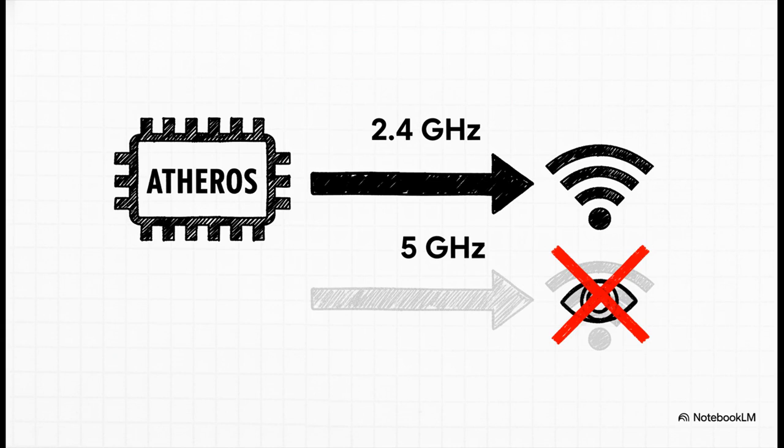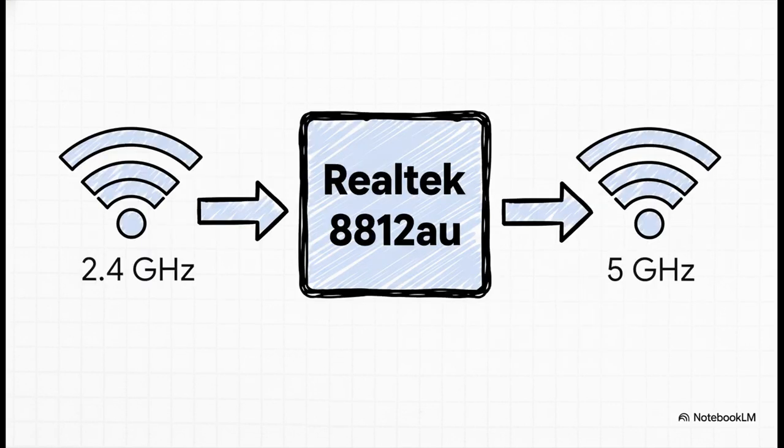But, and this is a big but, it has one major limitation. It only supports the 2.4 gigahertz frequency. So if your target network is running on 5 gigahertz, well, this adapter literally cannot see that traffic. It's invisible to it. And that little problem brings us nicely to our next chipset, the Realtek 8812AU. Now, this one is a bit newer on the scene. It got proper Kali support back in 2017.1.